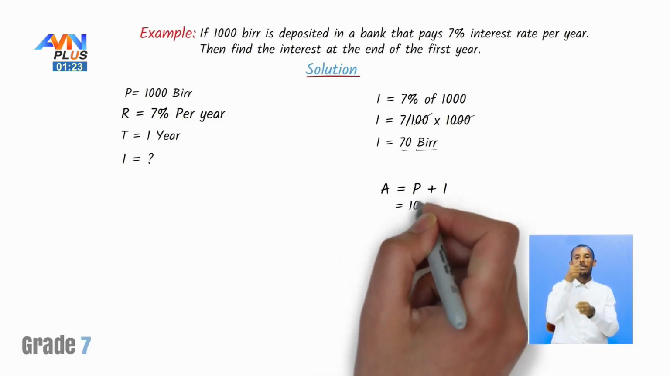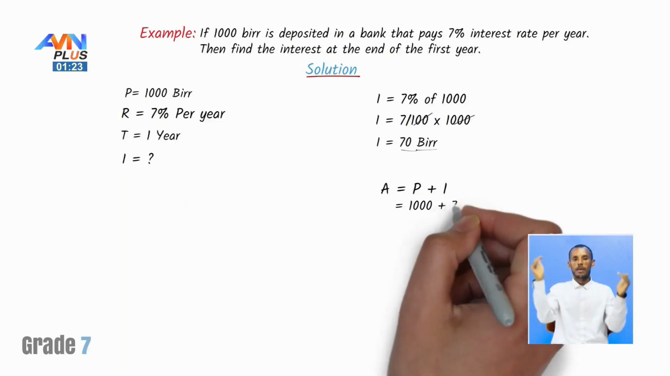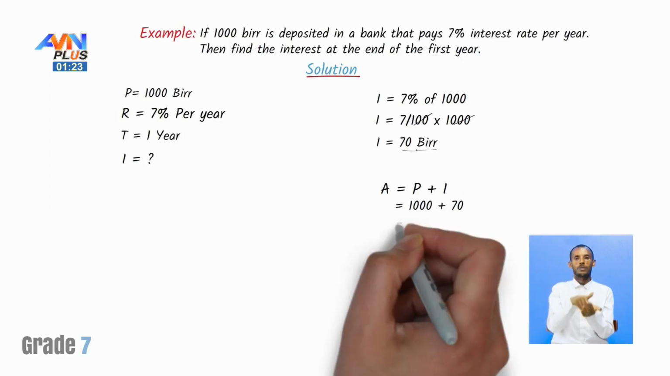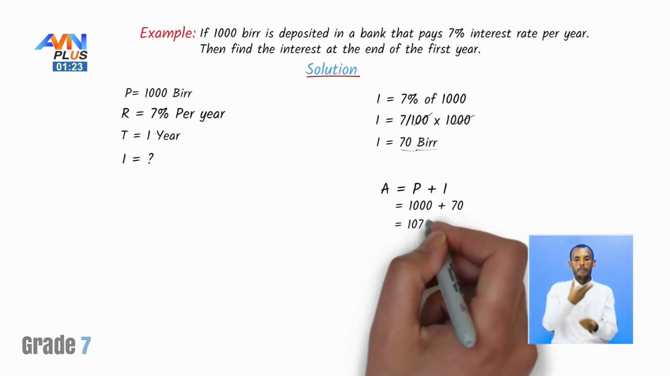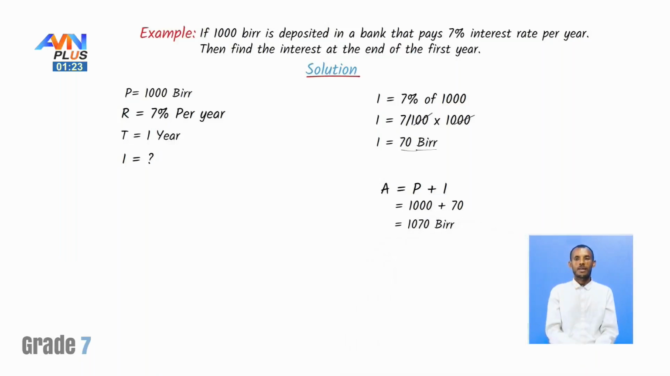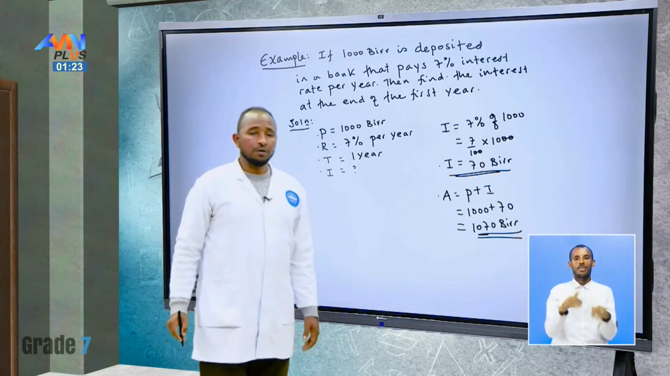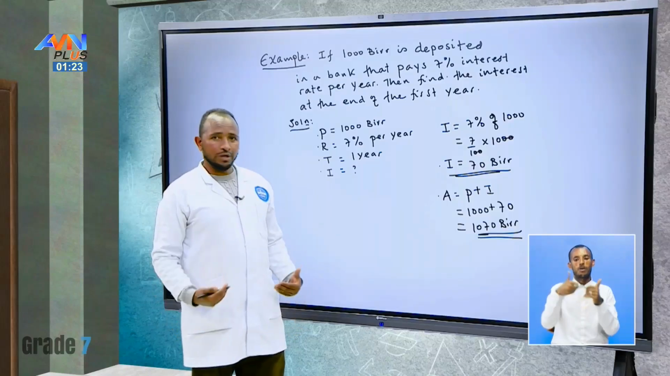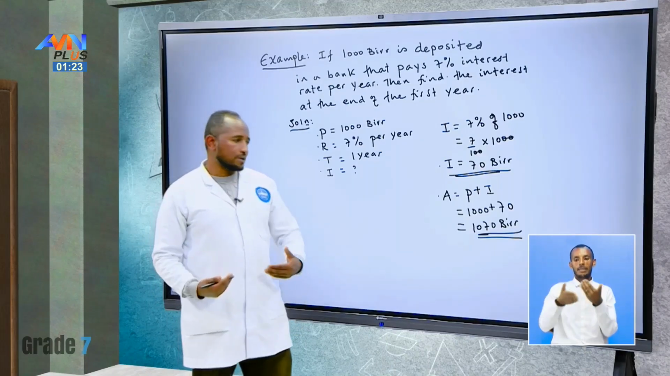So this will be equal to, the principal is this 1,000 plus the interest is this 70. So together you will have 1070 birr. This will be the amount. So now we'll proceed to how to calculate simple interest for certain lengths of time.